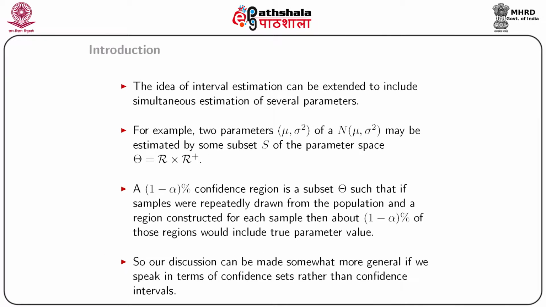The idea of interval estimation can be extended to include simultaneous estimation of several parameters. For example, two parameters mu and sigma square of a normal(mu, sigma square) distribution may be estimated by some region capital S, which is a subspace of the sample space script X. A 1 minus alpha confidence region is a subset of the sample space such that if the samples were repeatedly drawn, then in about 1 minus alpha of these cases, this region will include the true value of the parameter. So, our discussion can be made somewhat more general if we speak in terms of confidence sets rather than confidence intervals.